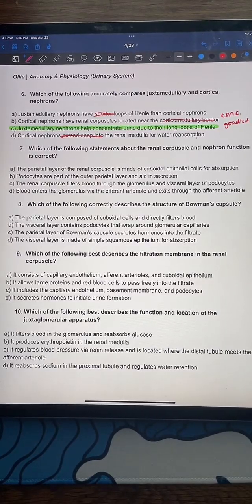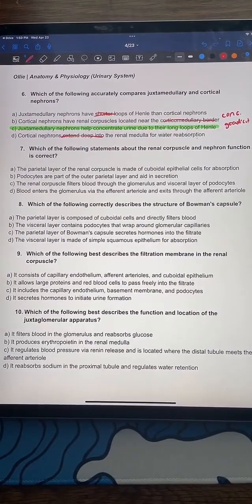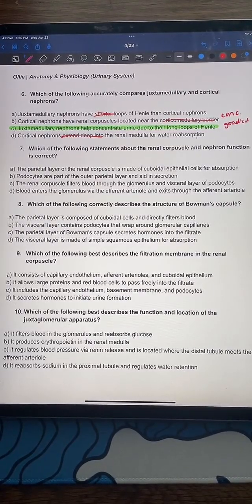I have my test tomorrow, so thank you for this. Absolutely no problem. Good luck on your test tomorrow. Hopefully these questions are helping you out a little bit.